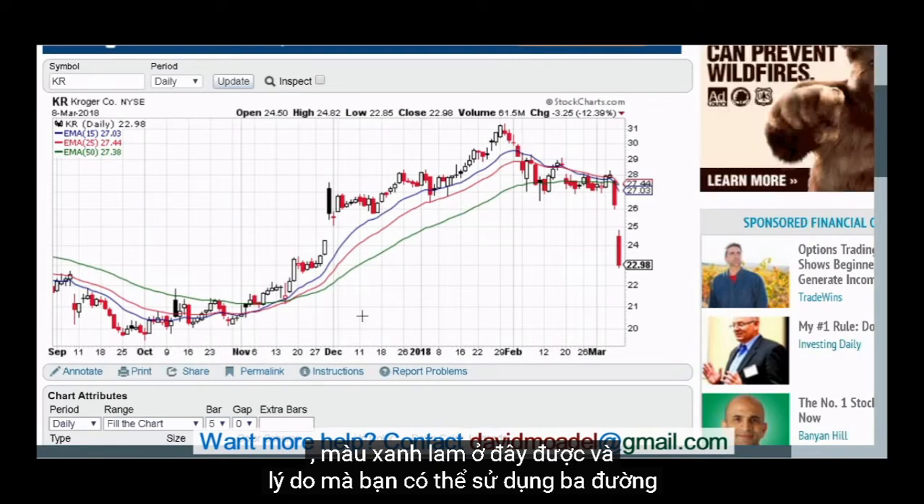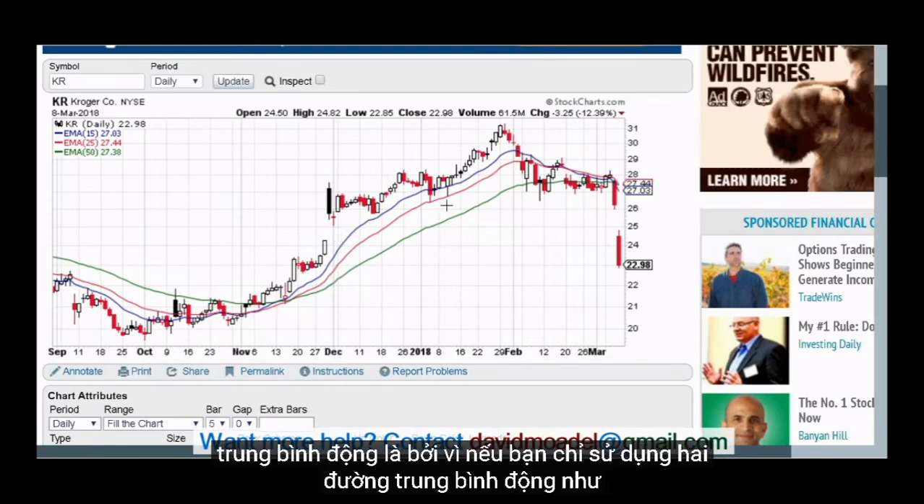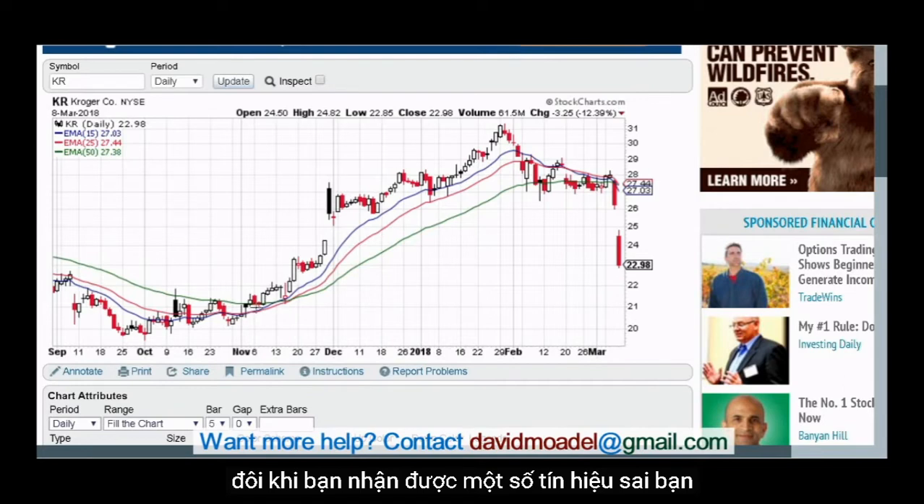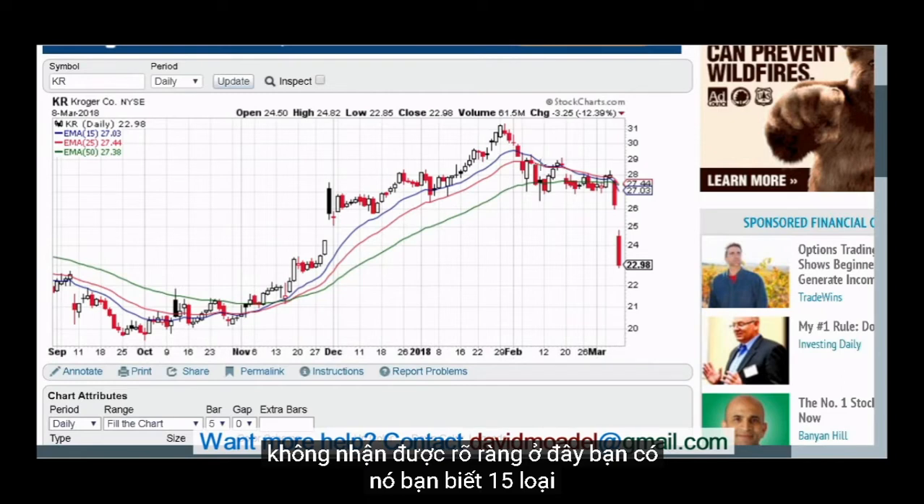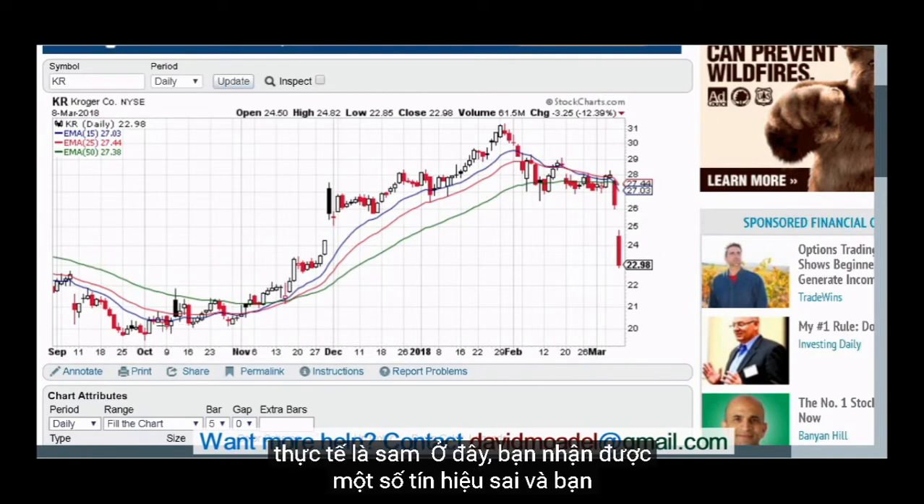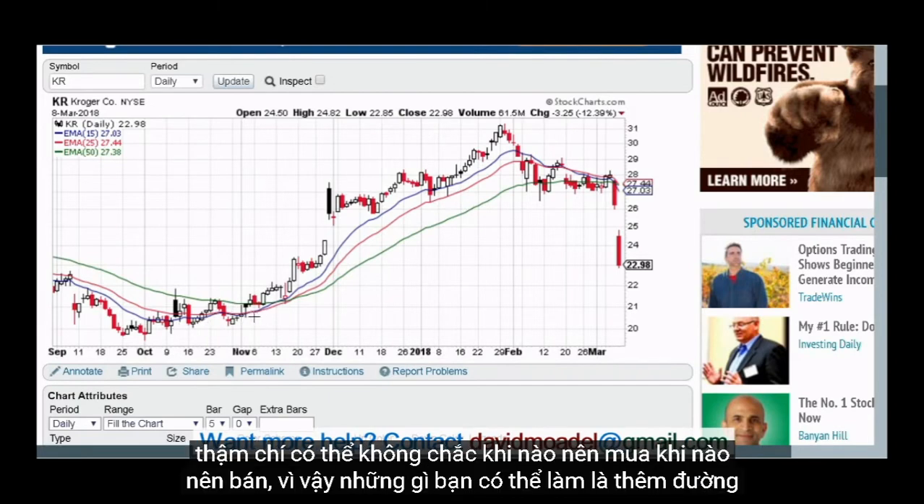All right. And the reason that you can use three moving averages is because if you just use two moving averages, like for example the blue and the red, which are the 15 and the 25, you get a lot of noise here. They're right on top of each other sometimes. You get some false signals. You don't get clear breaks. Over here, you got the 15 going kind of below and kind of above, below, above. They're right on top of each other practically. Same with over here. You get some false signals. And you might not even be sure when to buy, when to sell.